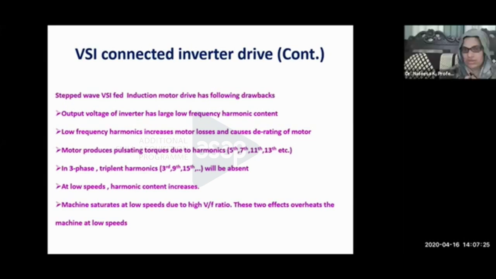So this is the first session. Here we have seen a variable voltage source inverter feeding a three-phase induction motor, in which we are using a stepped wave inverter output voltage waveform, and it has a number of drawbacks as mentioned here. In the next session you will see the PWM, in which these drawbacks can be rectified.